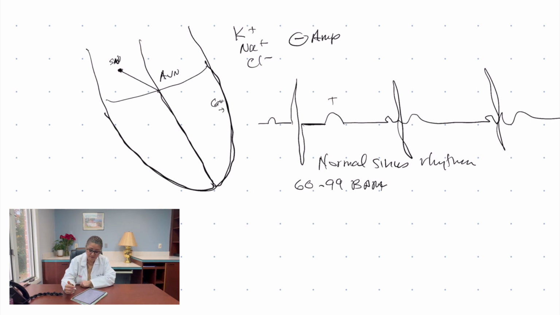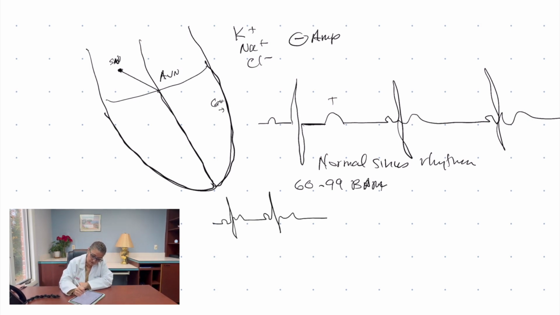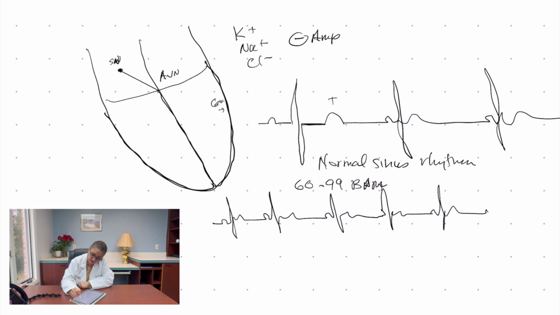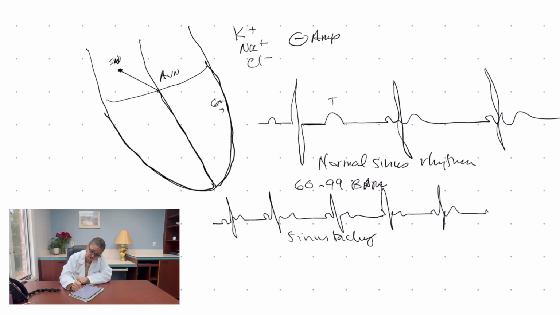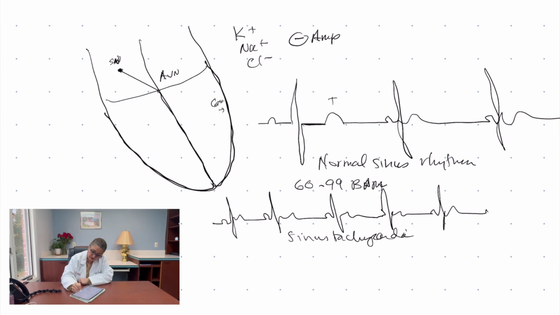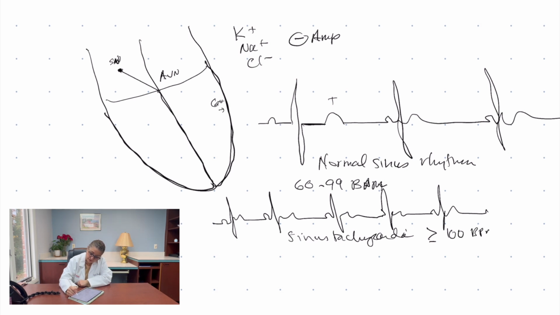If you are running, you're anxious, you have fever, you're sick, and you need a faster heart rate, everything happens exactly the same way, except faster. And what you'll see on the EKG is a faster rhythm, but you have the P wave, the QRS, and the T wave. This is called sinus tachycardia. And sinus tachycardia is a rhythm that starts from the sinus node but is faster than or equal to 100 beats per minute.